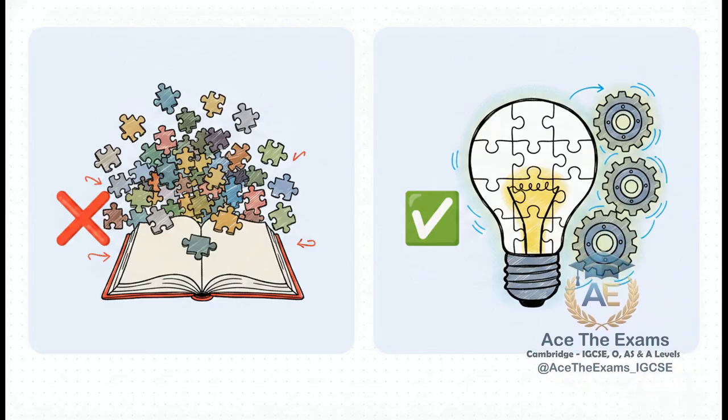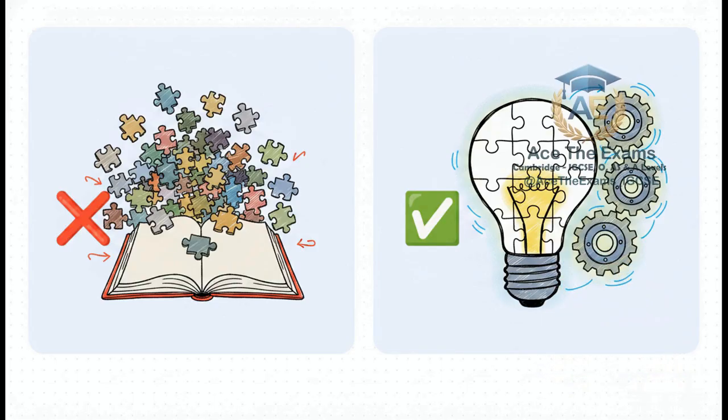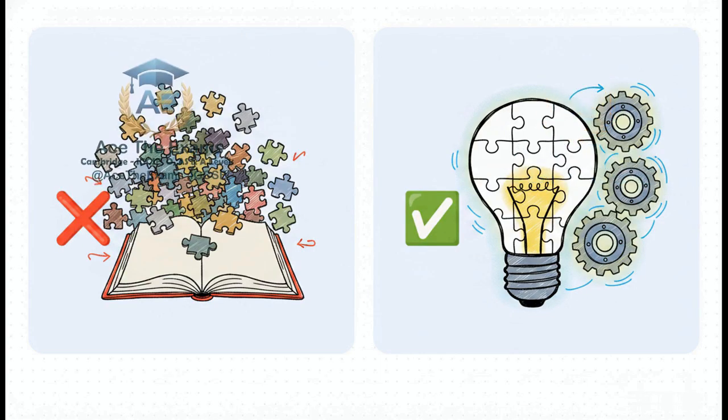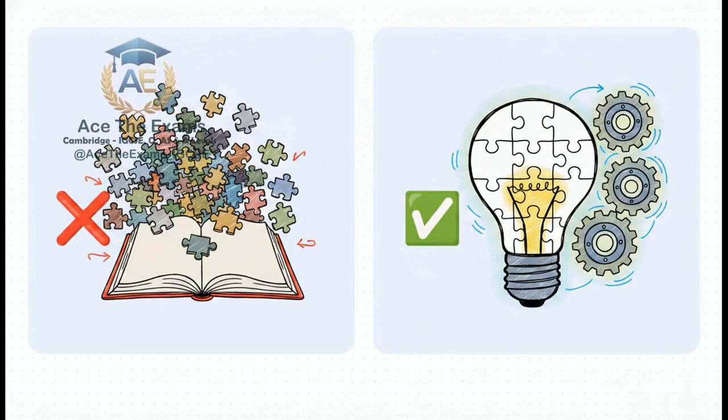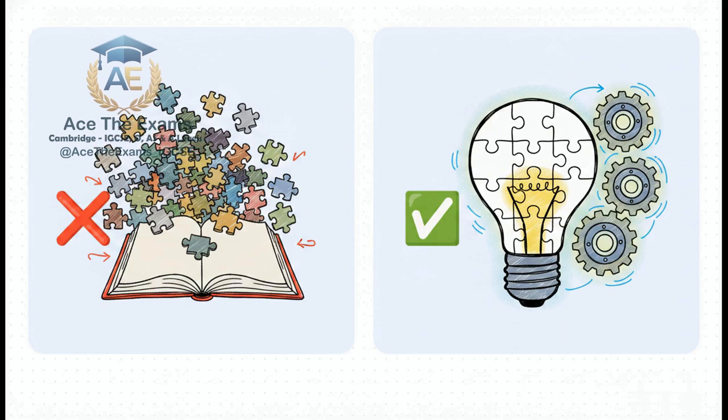On the right, we have analytical depth. This is where the magic happens. This is where you demonstrate logical, structured reasoning. You link your technical choices to cross-topic connections. When the exam command word says evaluate or discuss, they are begging you for this exact level of depth.